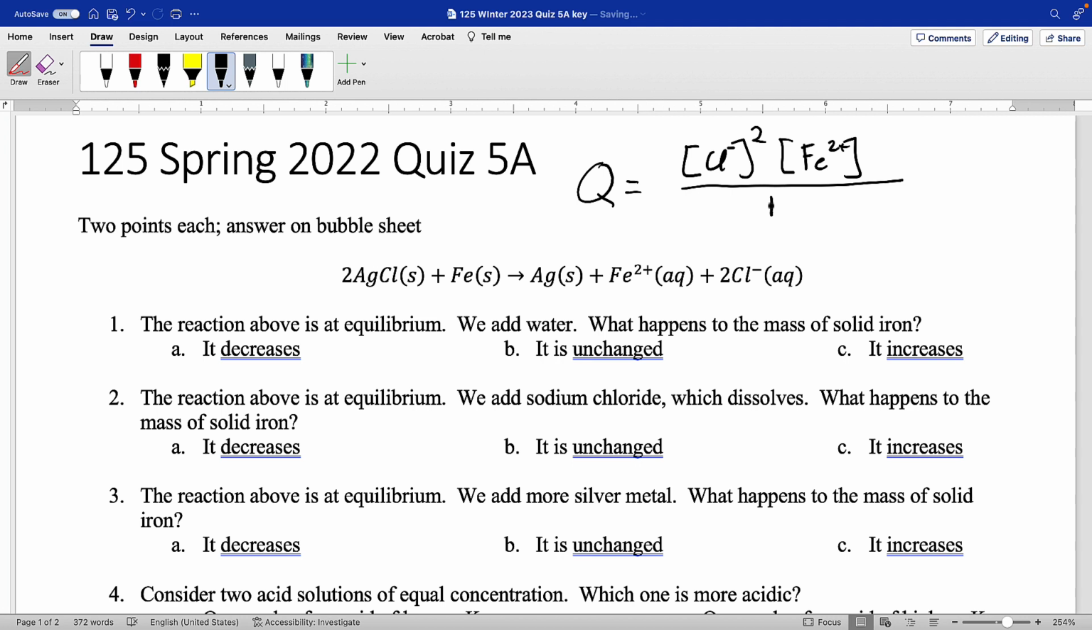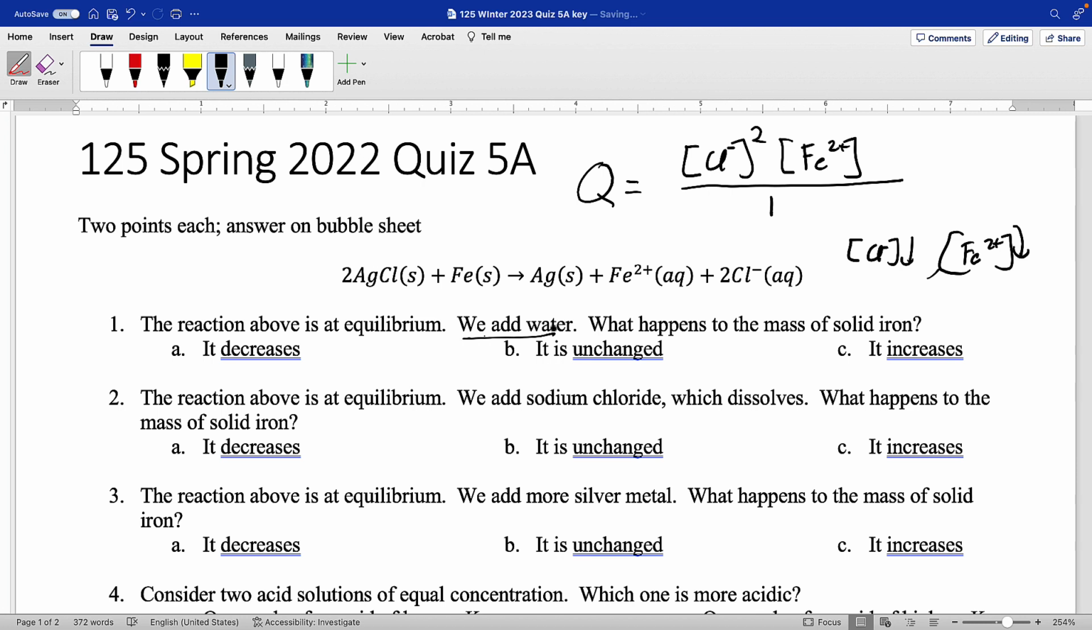Okay, so we look at this and see how it is going to be affected if we add water. If we add water, all the things that are aqueous are going to have their concentrations go down. So at least initially, the concentration of chloride goes down and the concentration of iron 2 is going to go down, right? Because we're diluting them, we're adding water. So if they go down, that's going to make Q smaller.